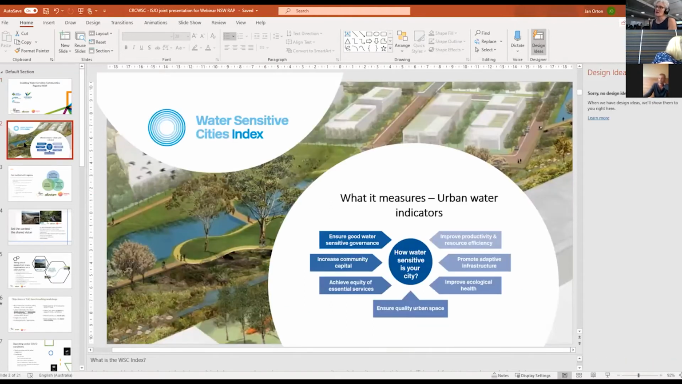Alluvium had done a couple of other regional benchmarking workshops, and so had some experience, but that was in the face-to-face world. So what I'm talking about today is the process that we undertook, the challenges of working across regions, but also the benefits of working across the regions. You know what the Water Sensitive Cities Index does. It measures the urban water indicators across 7 goals and 34 indicators.